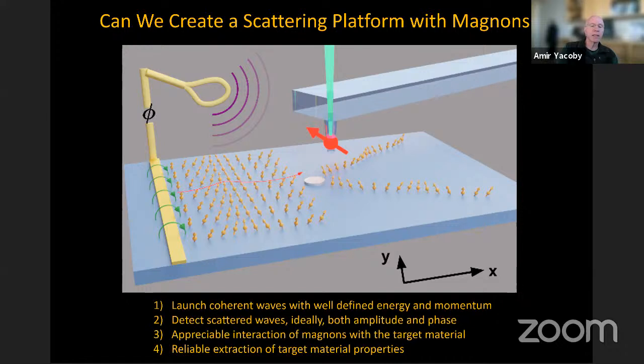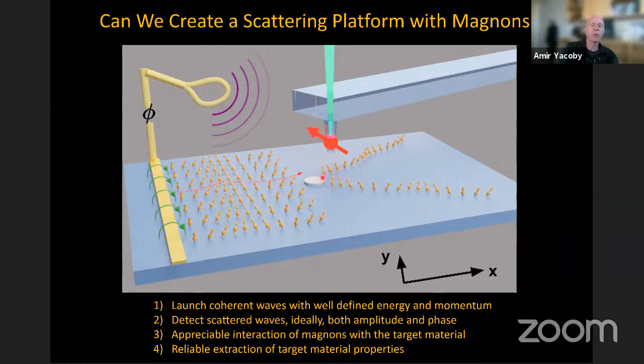So the ingredients are that we need to be able to launch coherent waves with well-defined energy and momentum. This is something that has already been shown previously in YIG. We need to be able to detect the scattered waves, ideally both the amplitude and phase. And I'll show that NV centers are extremely powerful in detecting both the amplitude of these traveling waves, these are not standing waves, they're propagating waves, and the relative phase in relation to our input into the incoming wavefronts.